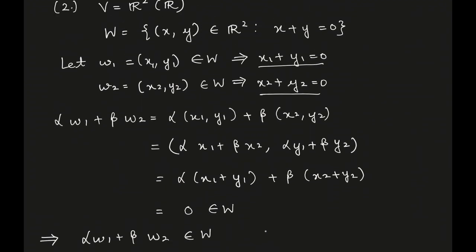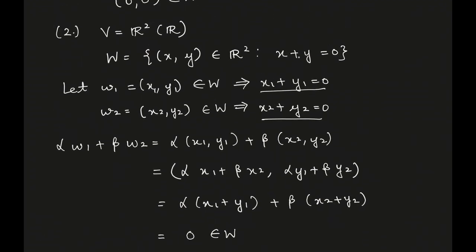Or we can apply the trick also. (0, 0) belongs to this W, and also it is linear.